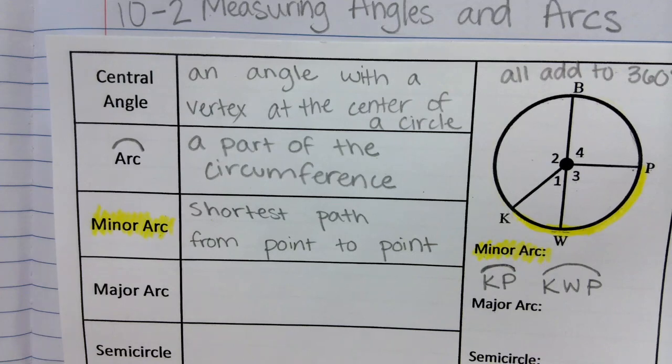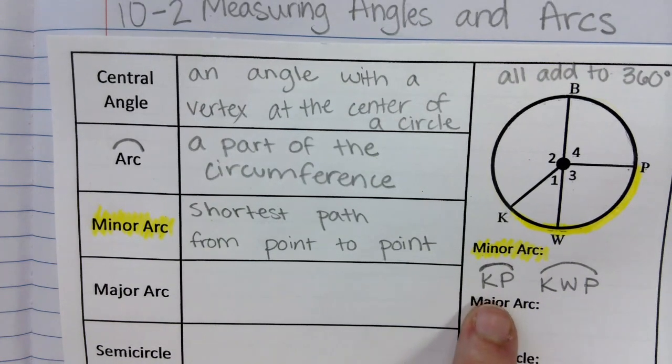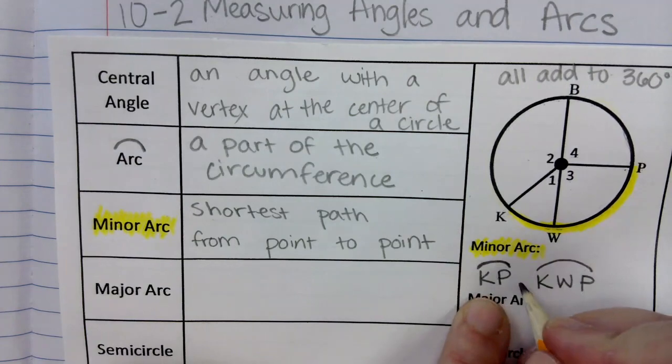So if minor arc is the shortest path from point to point, what's a major arc? The longest path.